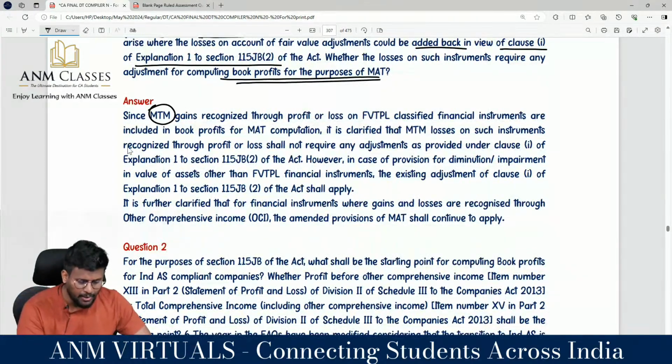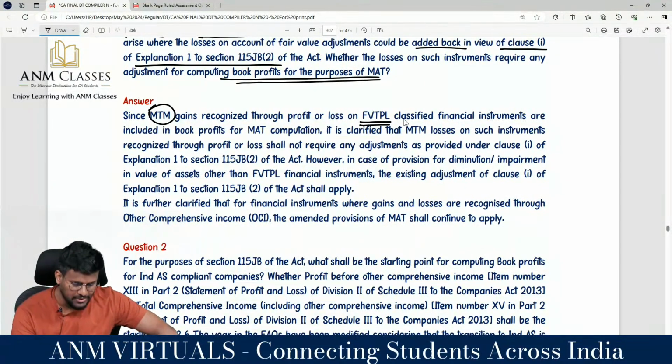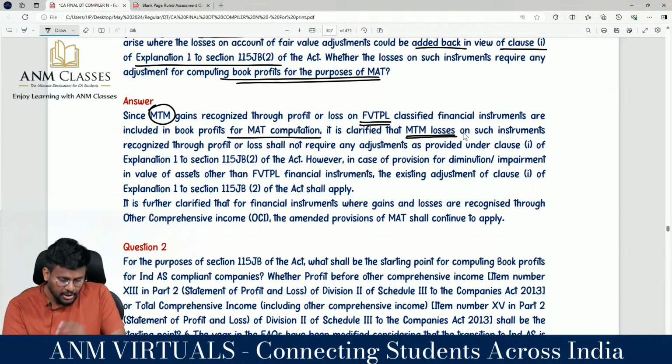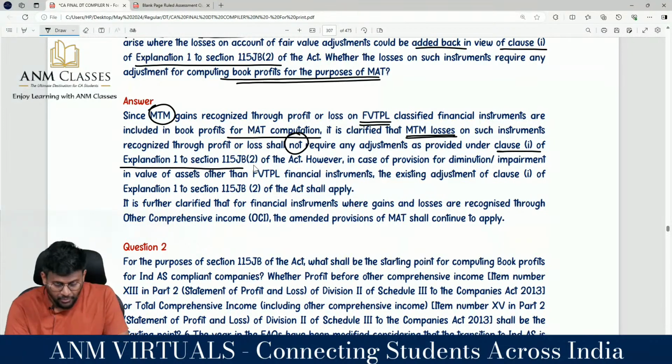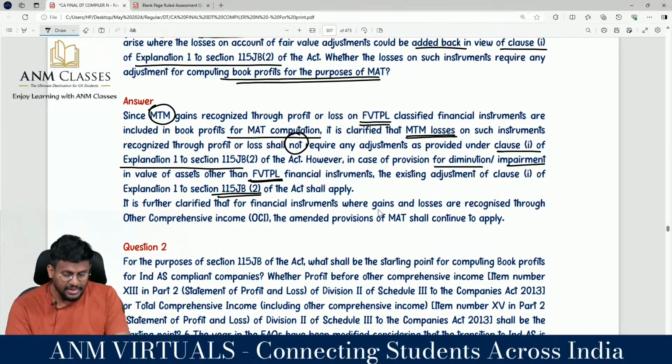Since the mark-to-market gain recognized through P&L on FVTPL classified financial instruments is included in book profit for MAT computation, it is clarified that MTM losses on such instruments recognized through P&L shall not require any adjustment as provided under clause 1 of explanation 1 to section 115JB. However, in case of provision for diminution or impairment in value of asset other than FVTPL financial instrument, the existing adjustment of clause 1 of explanation 1 to section 115JB subsection 2 of the Act shall apply. It is further clarified that for financial instruments where gain and loss are recognized through OCI, amended provisions of MAT shall continue to apply.